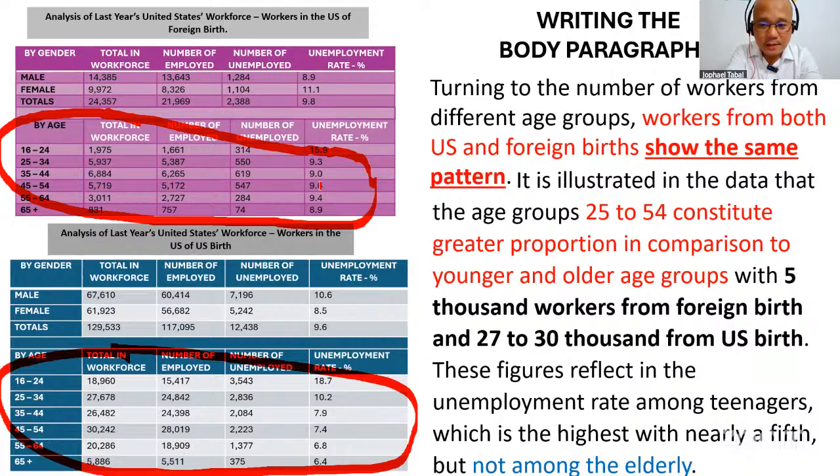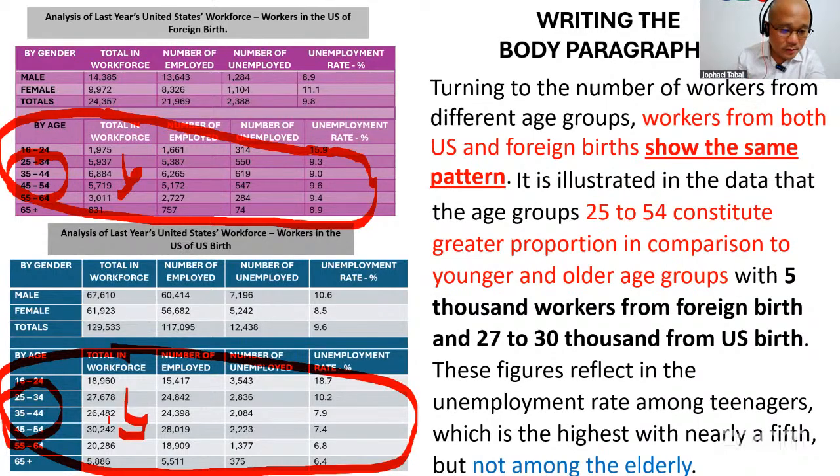It is illustrated in the data that the age groups 25 to 54 constitute a greater proportion. So these age groups here show or constitute a greater proportion in comparison to younger and older age groups, with roughly 5,000 workers from foreign birth and 27 to 30,000 from US birth. So these figures reflect in the unemployment rate among teenagers.